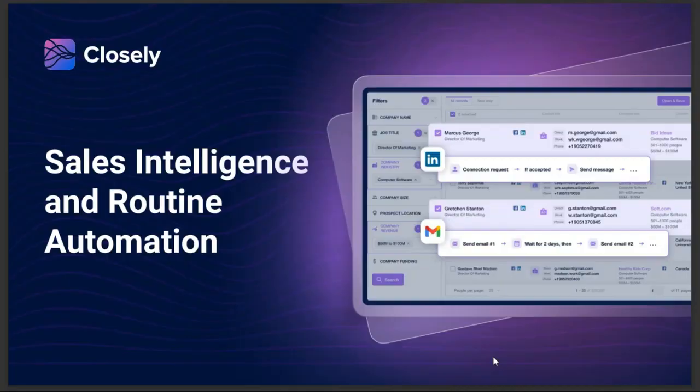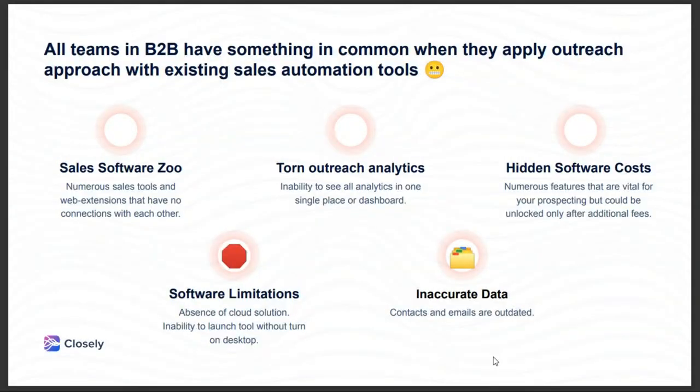Closely is an outbound and prospecting orchestration platform for sales and marketing teams of all sizes. It handles all the prospecting stages under one umbrella, from lead list building to conversion analytics, allowing you to prospect effectively and avoid software zoo frustration. It's a powerful data scraping, LinkedIn and email outreach tool with real-time analytics.